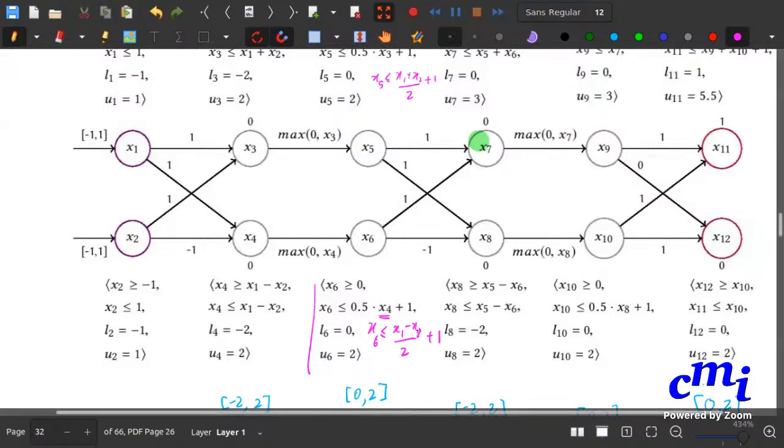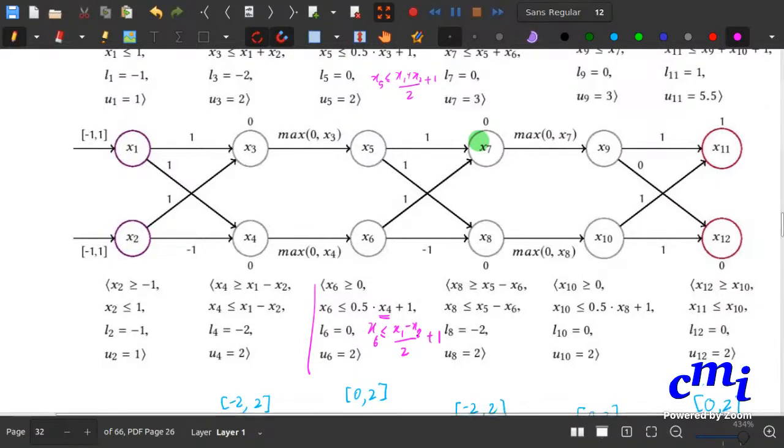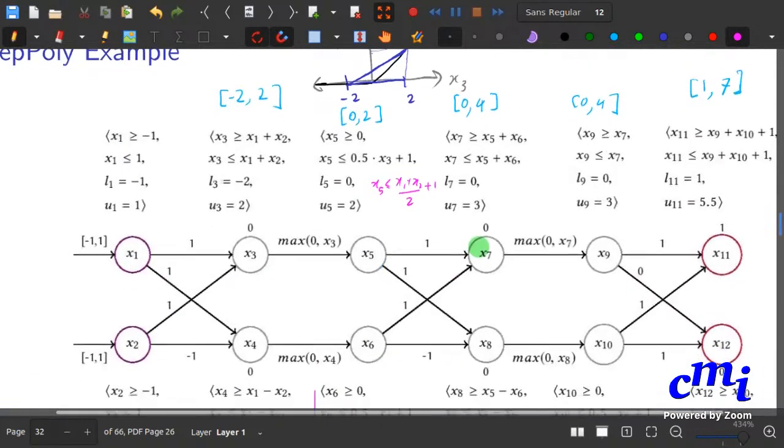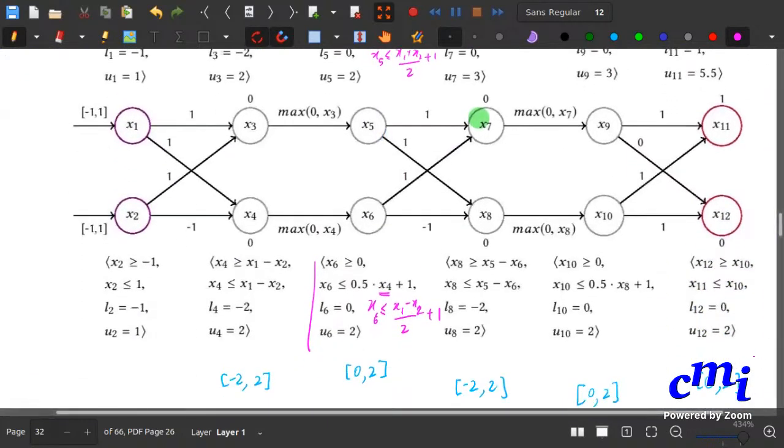And again, when we're calculating U6, we are basically using this expression and the bounds on x1 and x2 to calculate U6, right? Okay. So any questions, any further questions at this point? No, you can go ahead.